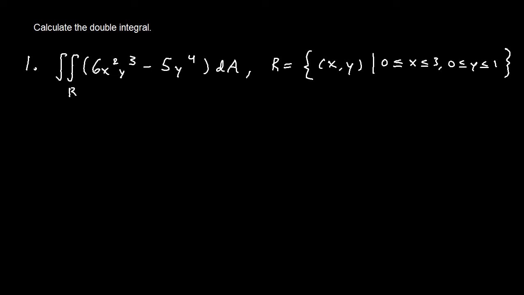So continuing off the previous video, now let's calculate the double integral of 6x squared y cubed minus 5y to the fourth dA. And this time the double integral is described by the region R. And the region R is in set notation for all xy coordinates such that the x values range from 0 to 3 and the y values range from 0 to 1.